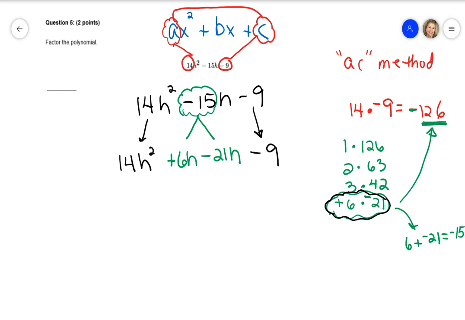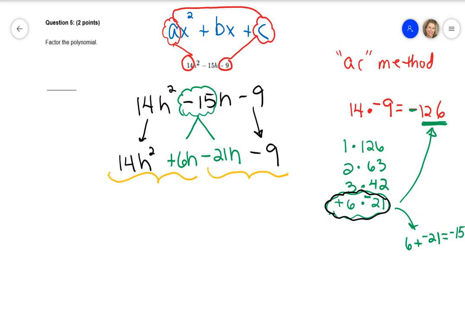Undistributing or unfoiling is putting your polynomial back into factored form, with the parentheses, like it looked before you multiplied and got rid of parentheses. And by having 4 terms, I can now factor this by a method called grouping. I put them in pairs of 2, and I factor out a greatest common factor from both of them.